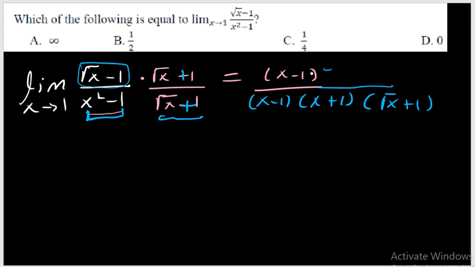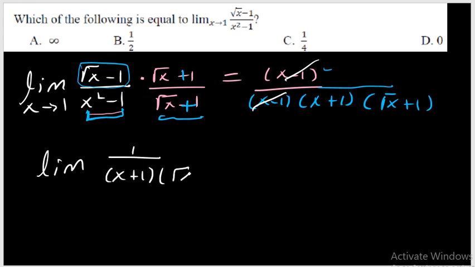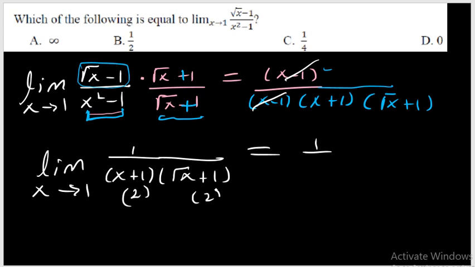Then now we can cancel x minus 1. This was the problem. So the limit of what remains, up just 1, down it will be x plus 1 and radical x plus 1 as x goes to 1. Now we can insert 1 directly, so it will be 1 over, this will be 2, and this also 2. 2 times 2 will be 4. So the answer is 1 over 4, that is C.